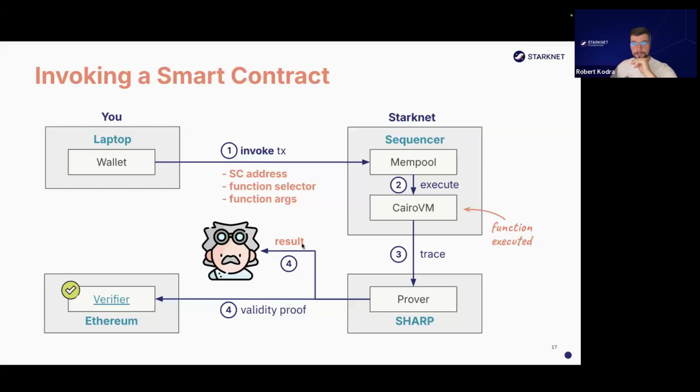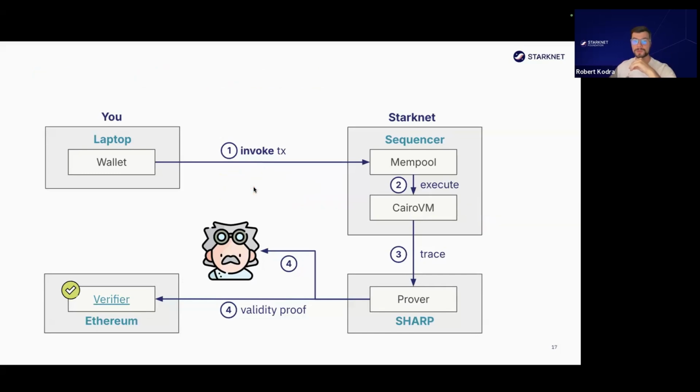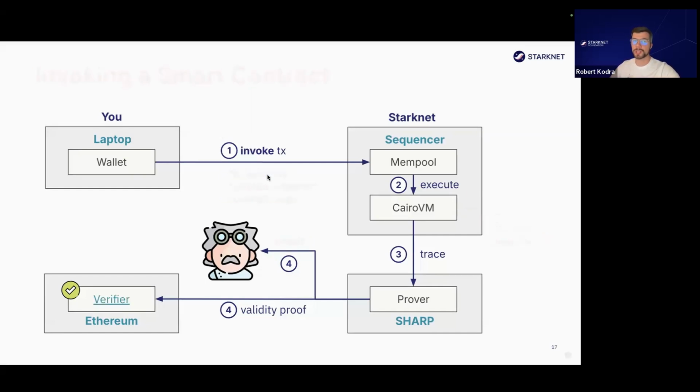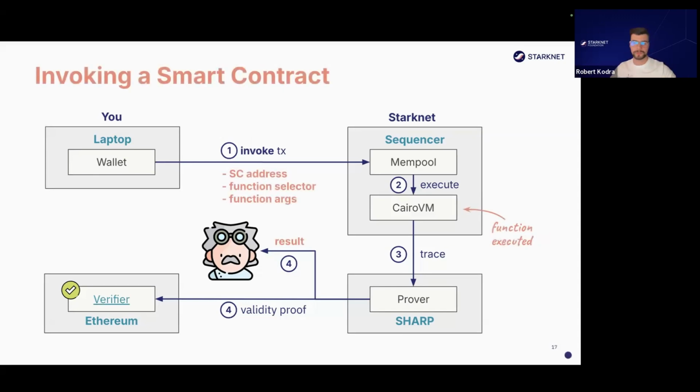Now, just to recap, we have invoking a smart contract. What's a little bit different here is that it's basically deploying a smart contract. So this is how we deploy the smart contract with the universal deployer. But now when we want to invoke a normal function of a smart contract, it could be a simple transfer or whatever you can think of.